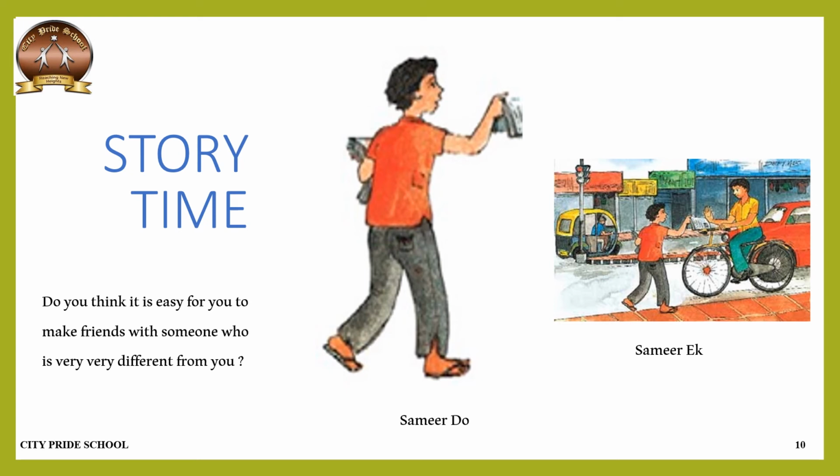So, do you all agree, children? Being different, these two boys, still they had become friends. They had feelings towards each other, sympathy towards each other, right? So it is not difficult. It is actually very easy to make friends, even though someone is very different from you. I hope you all understood the story. This is how we make friends, and it's easy to make friends.